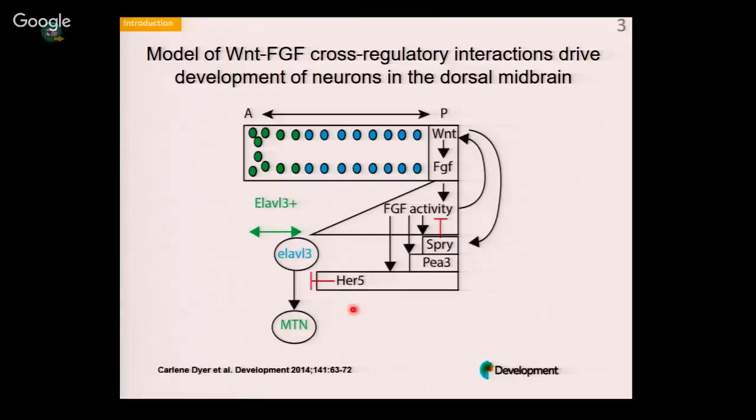Additionally, FGF activity can also be regulated by a negative feedback loop through the gene SPRY, which is controlled by Wnt. This phenomenal regulatory system smartly guides the orientation of neuronal maturation, ensuring a well-functioning brain region afterwards.